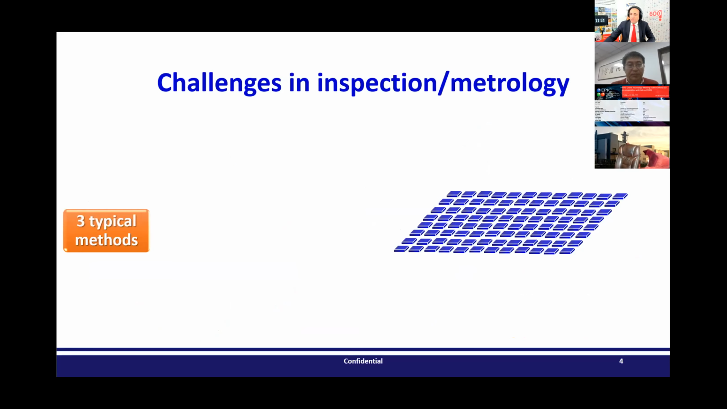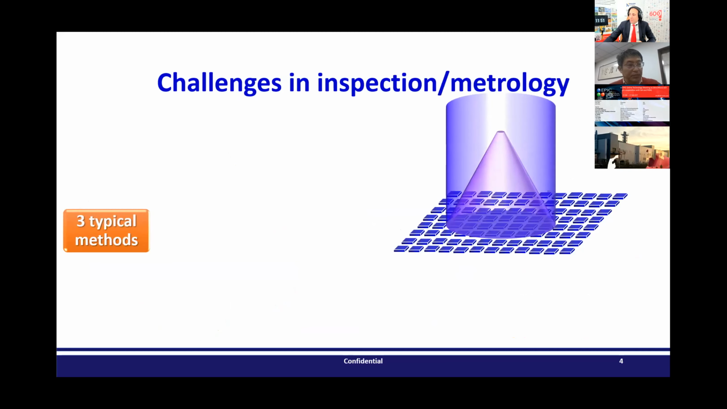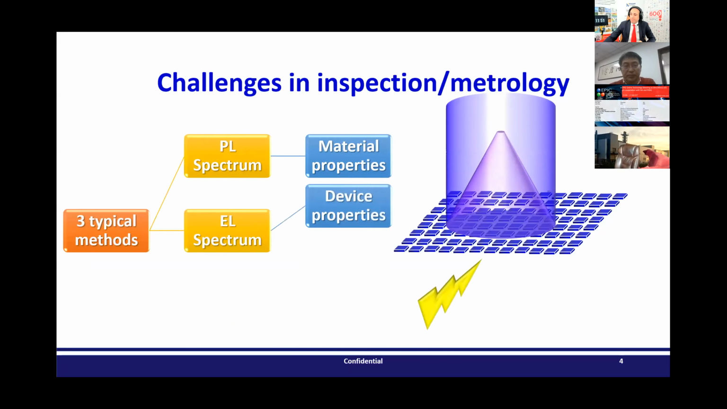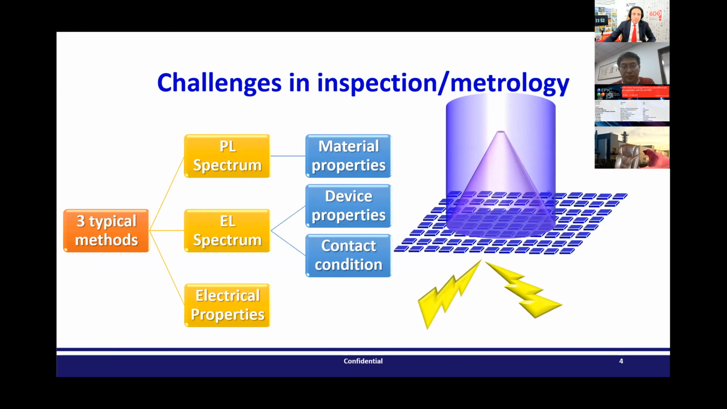So what are the challenges in inspection? There are three typical methods used to identify the quality of LED. First, the PL spectrum that can give us the material properties. Second, the EL spectrum. It will give us the device properties and sometimes the information of the contact. And third, the electrical properties, the IV curve, will give us the detail of contact condition.